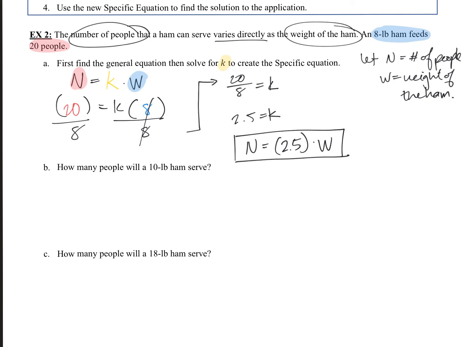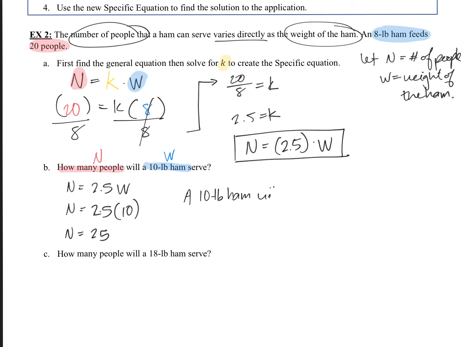So the question next: how many people will a 10-pound ham serve? So this one, we're trying to find out how many people, and we're given the weight. So how many people is N, and we're given W. So N equals 2.5 times W, and so that's going to be 2.5 times 10. So N is going to equal 25. So our answer is a 10-pound ham will serve 25 people. Period.